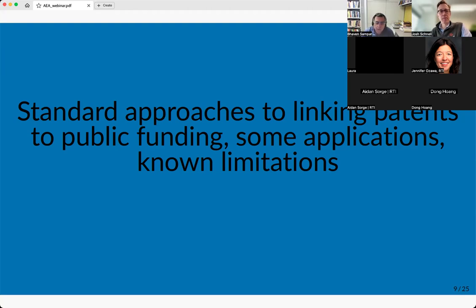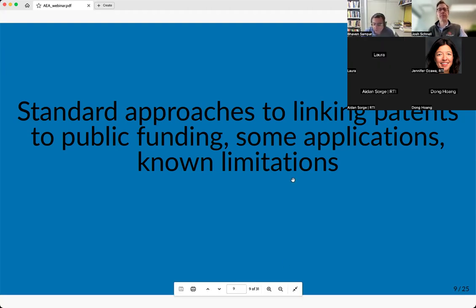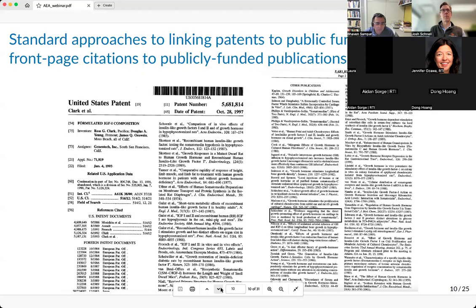Perfect. Okay, so far I've talked about just patent data in general. I haven't really talked about publicly funded research. Let me just show you two standard measures that are used linking patents to public funding, and then I'll tell you some of the issues there and where that particular line of inquiry is going right now.